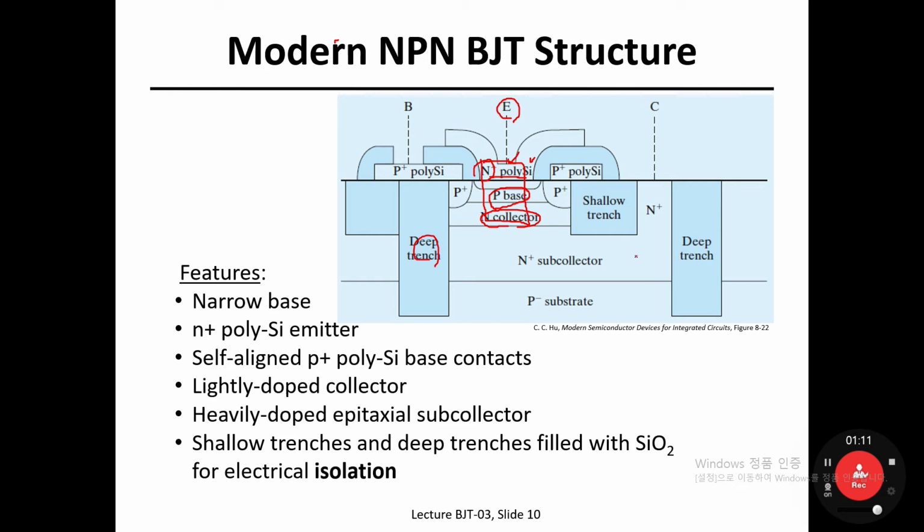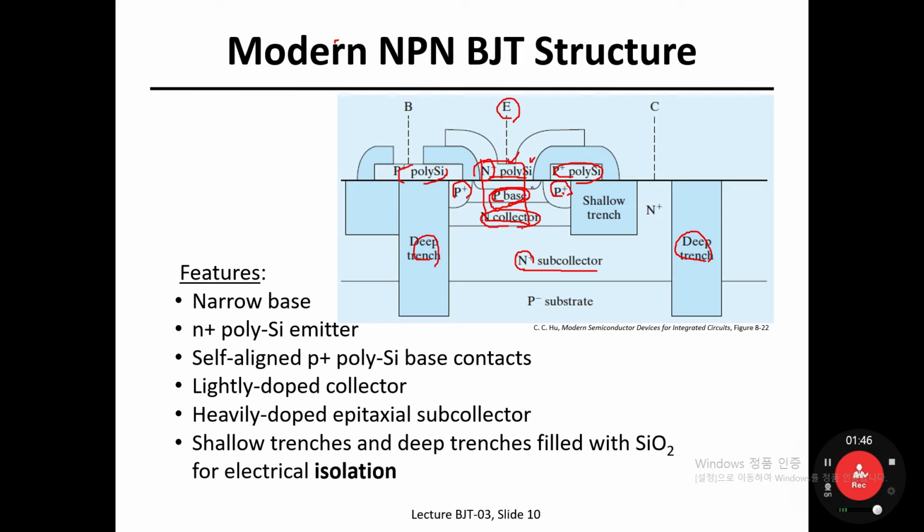Deep trench, maybe for electrical isolation away from the other BJT devices, and the sub-collector instead of a collector. Why is the N plus sub-collector necessary? And how come the P plus base regions are formed adjacent, at the sides of the P-type base? Why is that? Why has P plus polysilicon been used as a base contact?